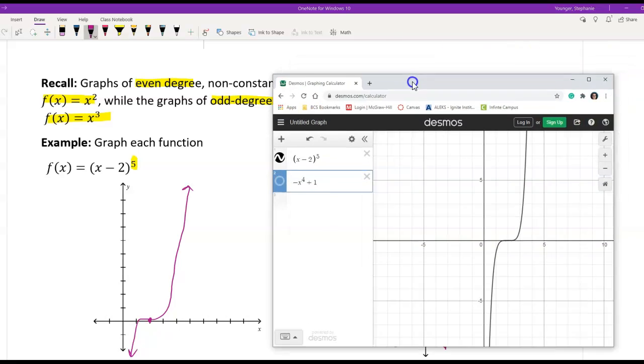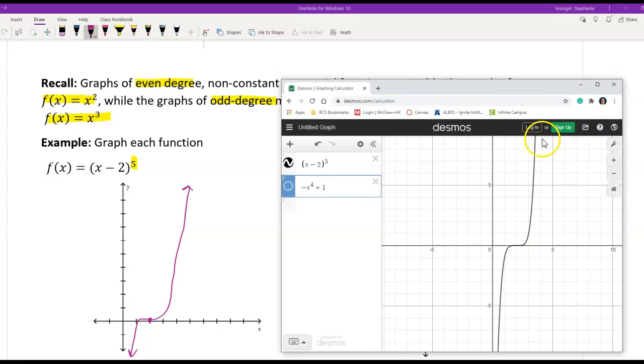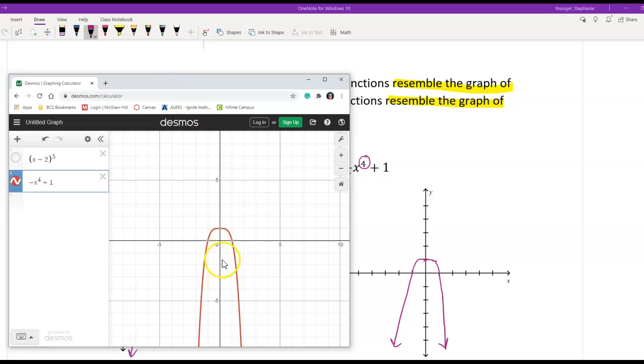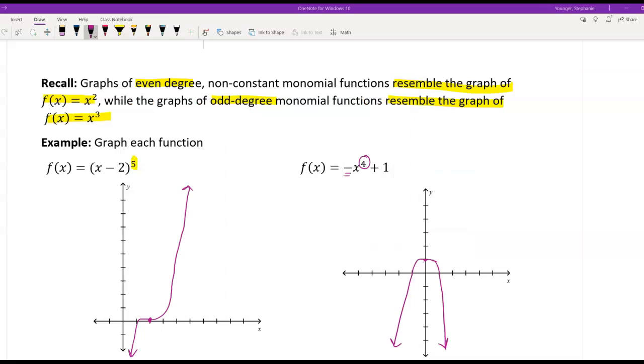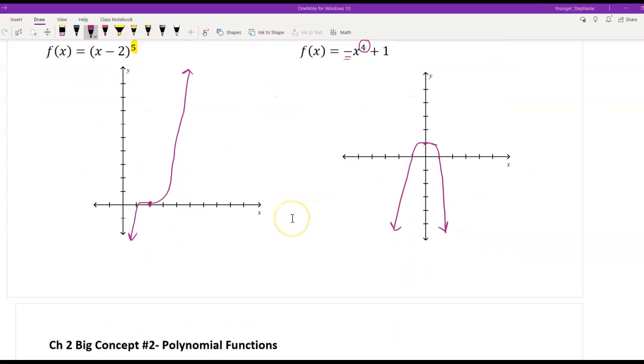All right, so when I take a look at Desmos, I see there is my rough graph of x minus 2 to the 5th. It's rough, but it is very similar in shape. And there's my rough graph of negative x to the 4th plus 1. Once again, rough shape. We got the overall idea.